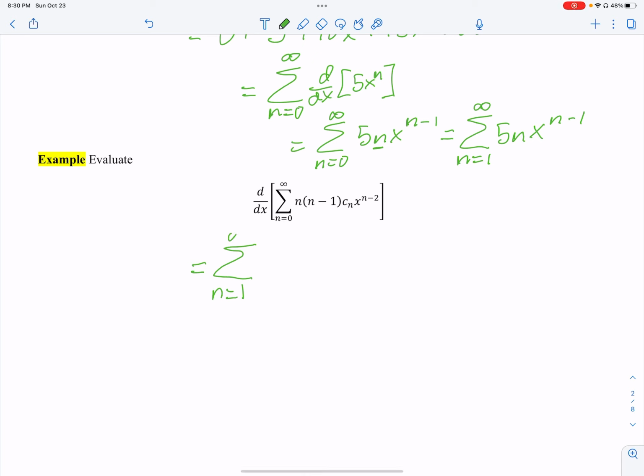N equals 1 to infinity. And then I just take my derivative. These are constants, n and n minus 1. The n minus 2 comes down. Cn is still just a constant. And then this is x to the n minus 3, down 1.